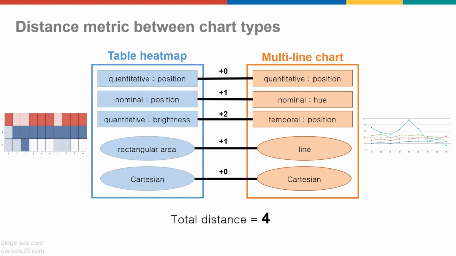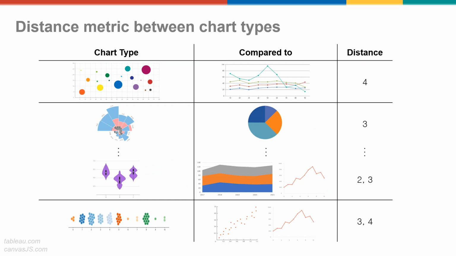This figure shows how the distance between a table heat map and a multi-line chart is calculated. There are similarities. Both encode a quantitative variable through position, which does not add to the distance. However, there are also differences, which add to the distance, similar in fashion to a Hamming distance. Using this distance metric, we can find a chart type that is similar to the one being explained. To list some examples, a color bubble chart is compared to a multi-line chart with distance 4, and a violin plot is compared to either an area chart or a line chart with distance 2 and 3 respectively.